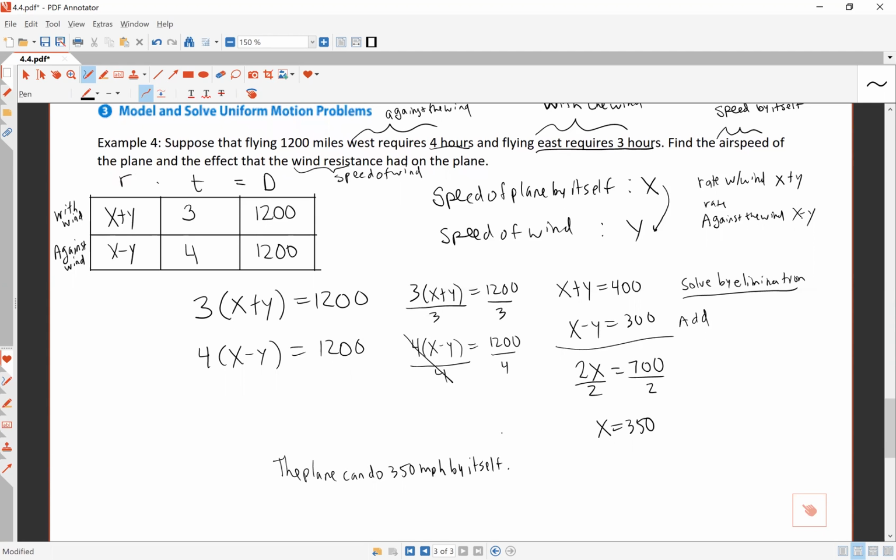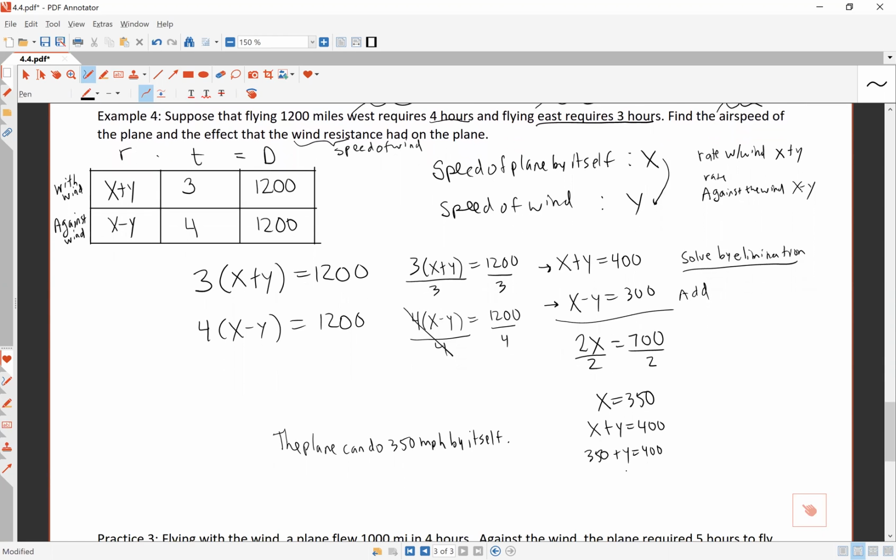By itself with no wind. And then we've got these 2 equations to plug back into to find y. If x plus y is 400, then 350 plus y is 400. And that says that y is equal to 50. And so that means that the wind has a rate of 50 miles an hour.